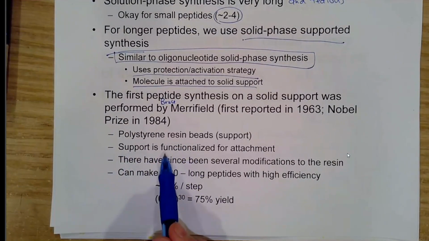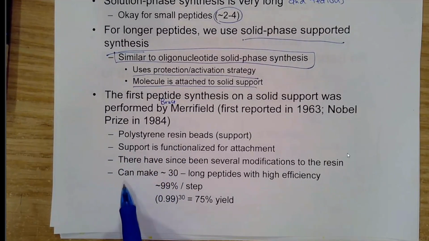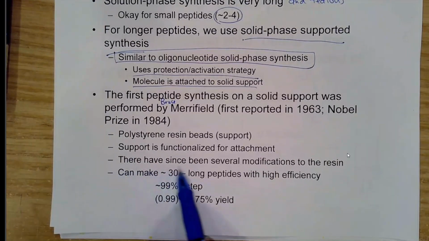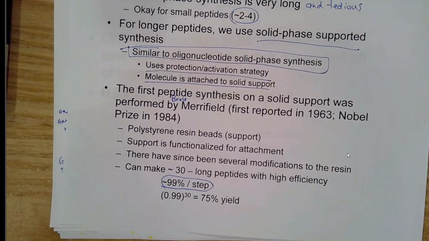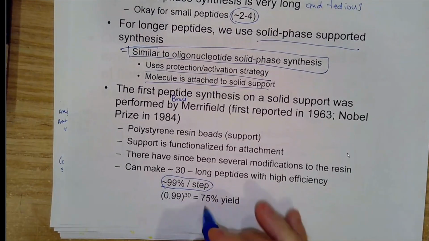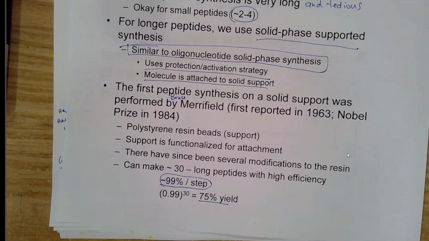The support is functionalized for attachment. We just talked about that. We'll be looking at a variety of different modifications of this resin. And you can make 30, 40, 50 amino acid long peptides with high efficiency. Just to give you an idea of what this looks like, if you have very high coupling yields, 99% per step, and you do that 30 times, your overall yield will be 75%.